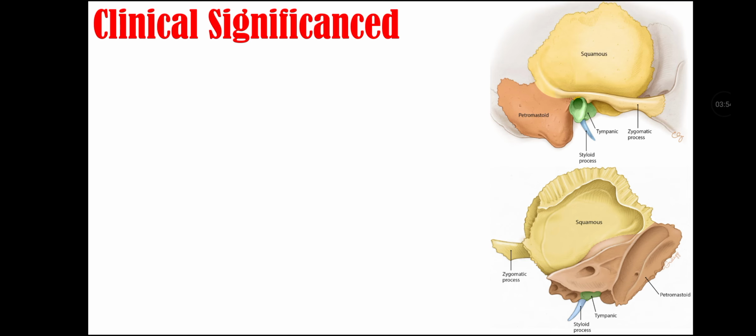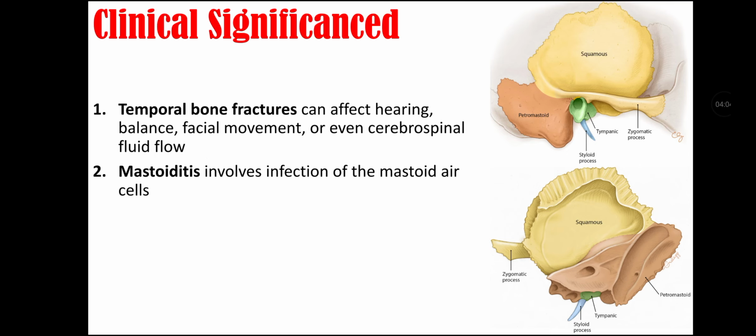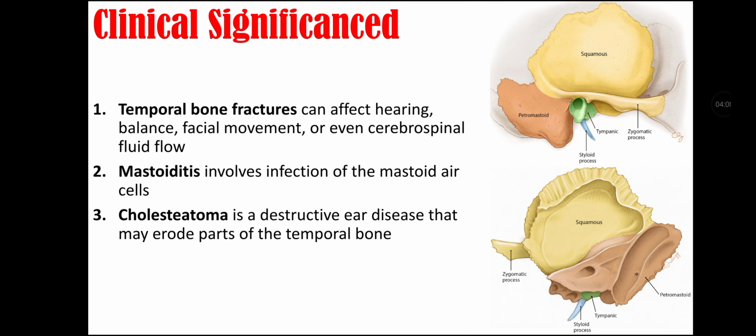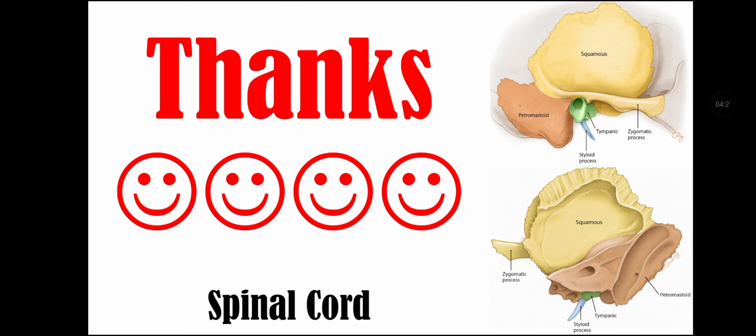Clinical significance of temporal bone. First, temporal bone fracture that can affect hearing, balance, and facial movement or even cerebrospinal fluid flow. Second is mastoiditis that involves infection of mastoid ear cells. Third is cholesteatoma, that is a destructive ear disease that may erode parts of temporal bone. Fourth is acoustic neuroma that may develop within the internal acoustic meatus affecting cranial nerve number 8.